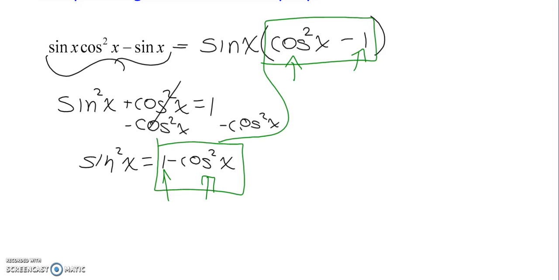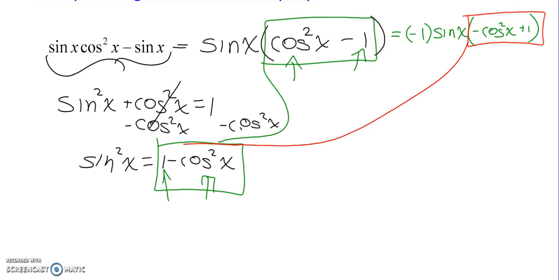And the easiest way to deal with that is if I factor out a negative 1, going back to this statement, if I factor out negative 1, that's going to change all my signs. So I'm factoring out negative 1. I already factored out sine x. And now this cosine squared that was positive is now going to be a negative cosine squared. And that minus 1 is now going to be plus 1. So now what I've got here matches up exactly with what I've got here.